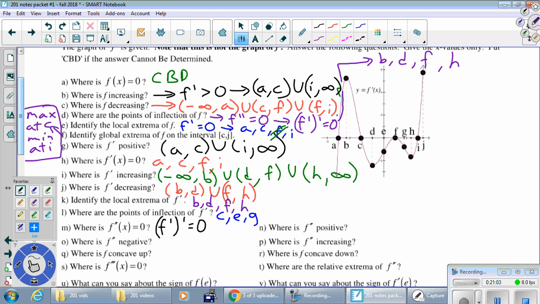And so this question is really saying, where is the first derivative of the pictured graph equal to 0? Because this F prime is the pictured graph. So that's just at the local extrema, right? We've got places where this graph that's pictured is a local max or a local min. So it's just B and D, F and H.